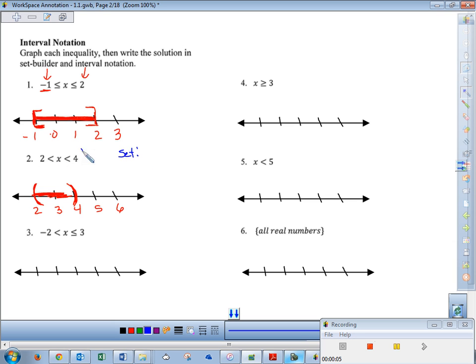Number 2, I want to write this region in set notation. So start with the cool set bracket. It's the set of all x's. That's how you read that. If you've had me before, I've made you say that out loud before. So it's the set of all x's. Then you put this dude right here. Anybody remember what that means? Such that. Set of all x's, such that.